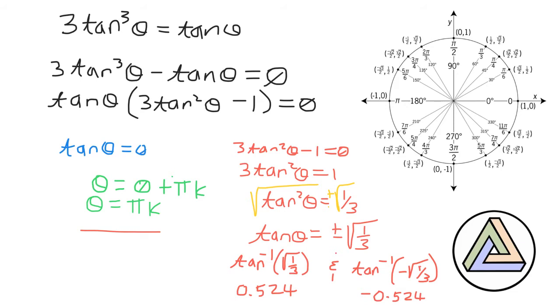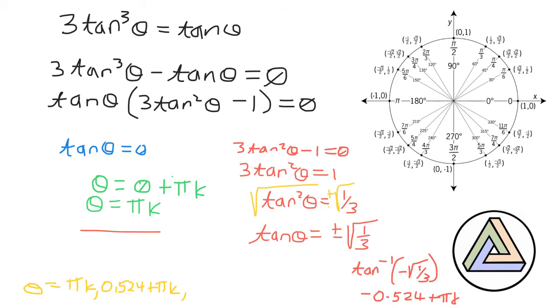Now, we do want to keep in mind that it will be plus pi k, because tan has a period of pi, so that's going to be plus pi k as well. So at the end of the day, the final answer would be theta equals pi k as one of the answers, comma, 0.524 plus pi k, and finally negative 0.524 plus pi k. So that would be the final answer for that one.